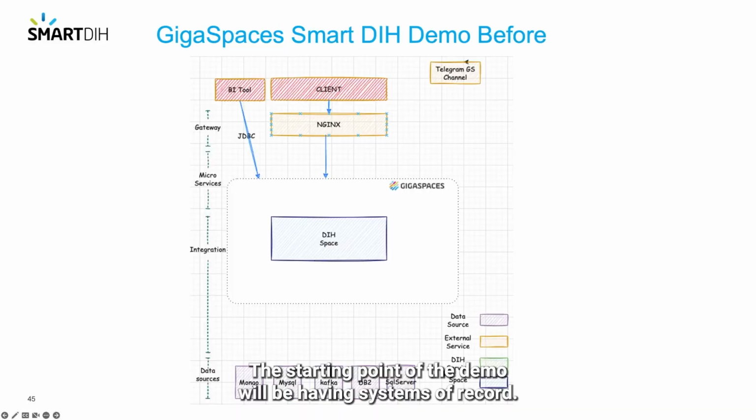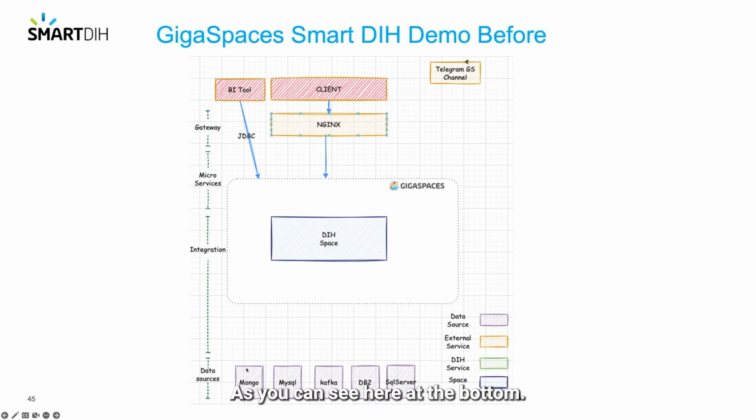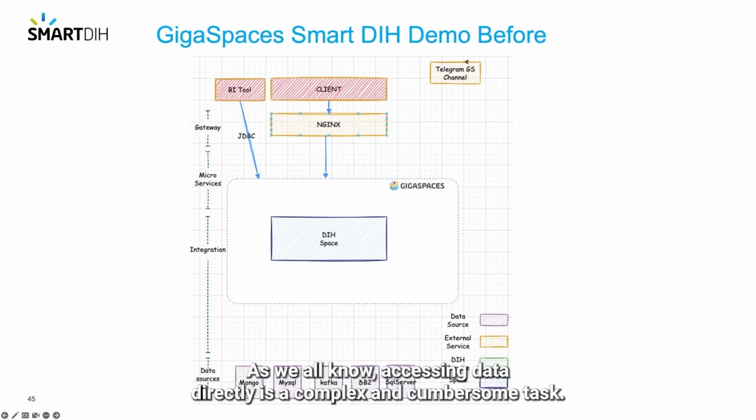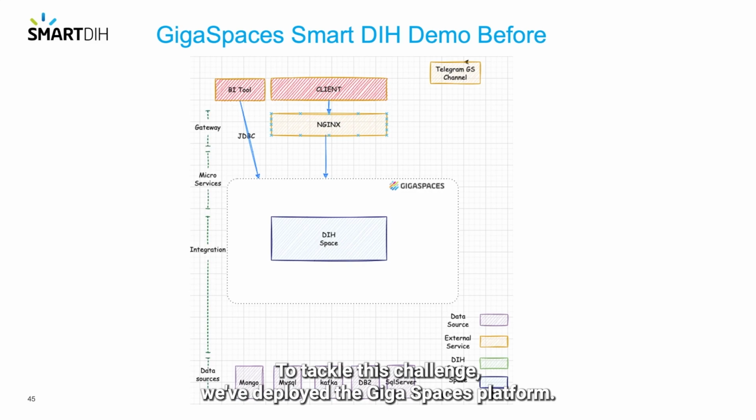The starting point of the demo will be having systems of record, as you can see here at the bottom. On the top, we see client applications that need to access data stored in those systems of record. As we all know, accessing data directly is a complex and cumbersome task. To tackle this challenge, we've deployed the Gigaspaces platform.